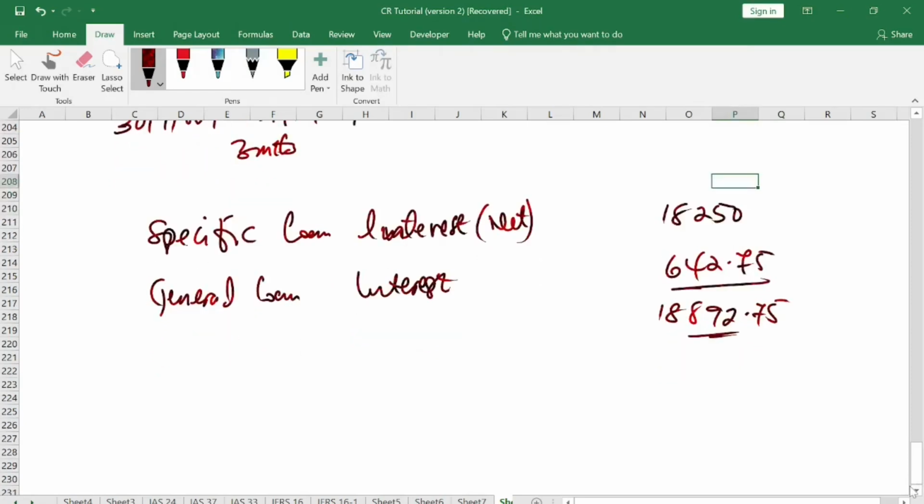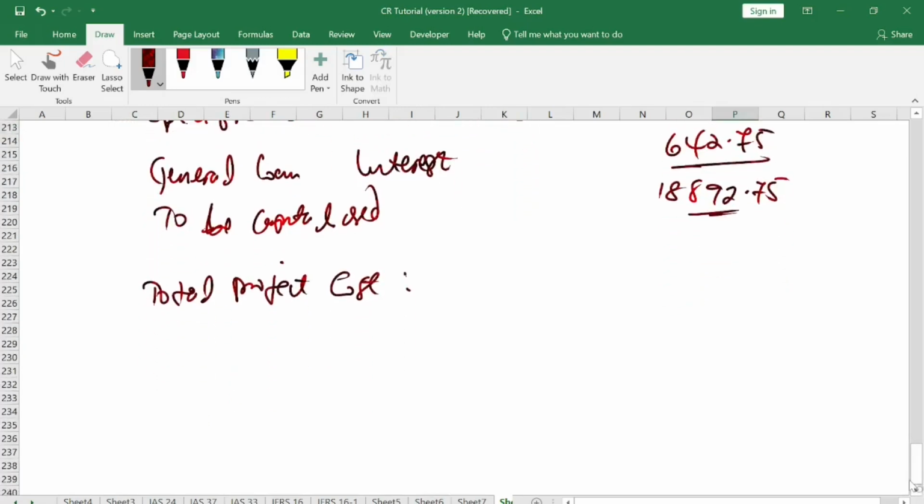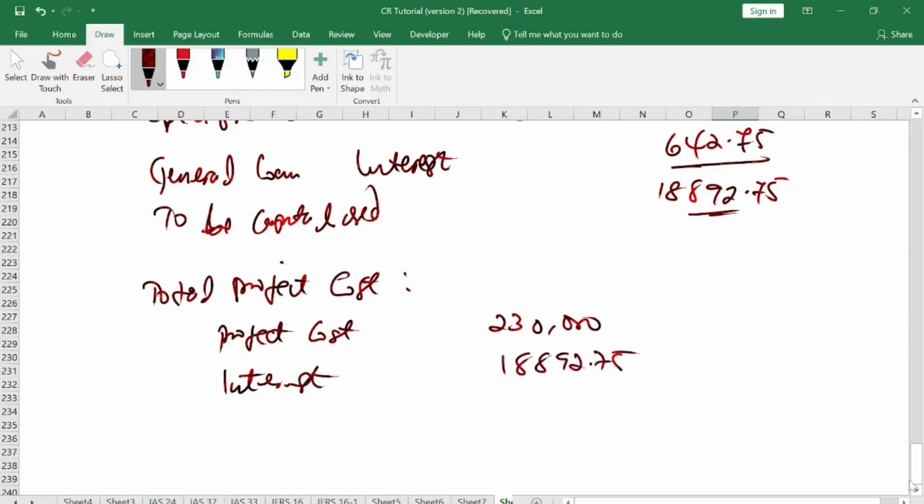So that is the interest to be capitalized. If you are capitalizing to know the total project cost, you have your project cost, which is 230,000. Then the interest, which is 1892.75. What do we have? 24,8892.75. All right, that is it. Thank you very much.